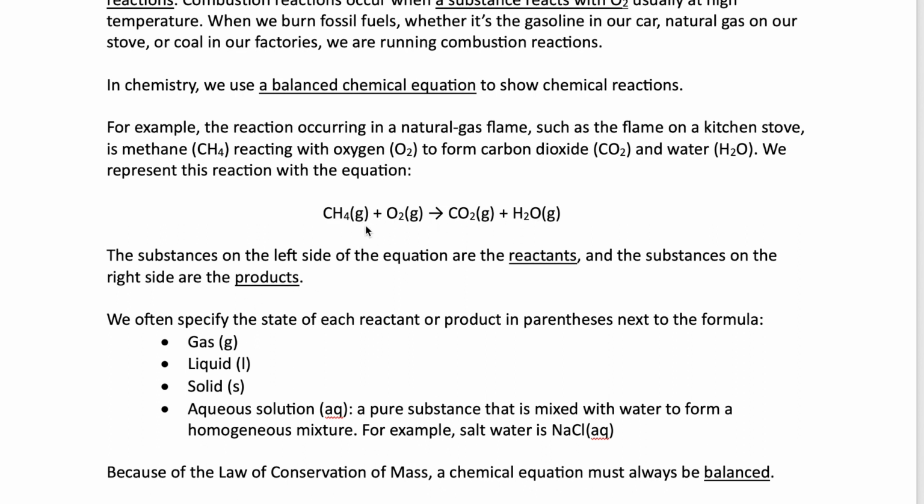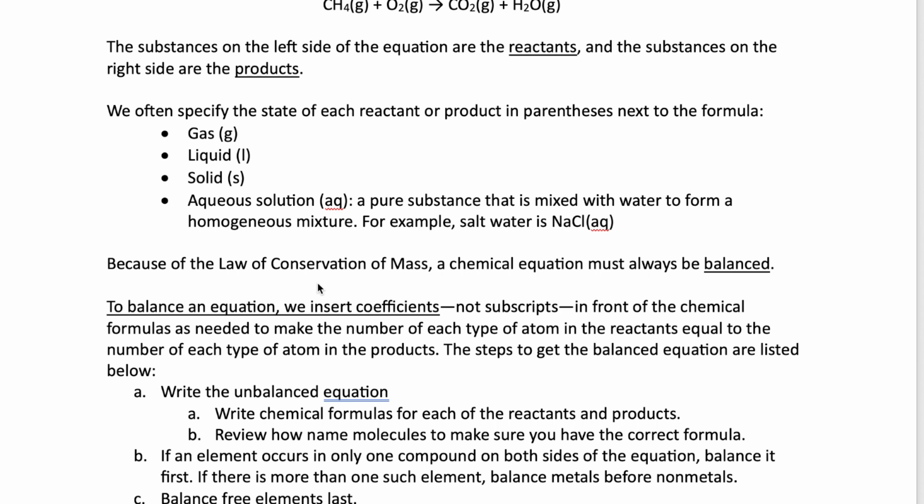In addition, you have these parentheses that tell you what the state of matter is of each of these reactants and products. So in this case, all of them are gases. That's why you have that letter G. If they are liquid, then you'll have L. If it's solid, you'll have S. And there are some things where we mix a compound with water, then they'll be called aqueous solution, and they have the symbol AQ.